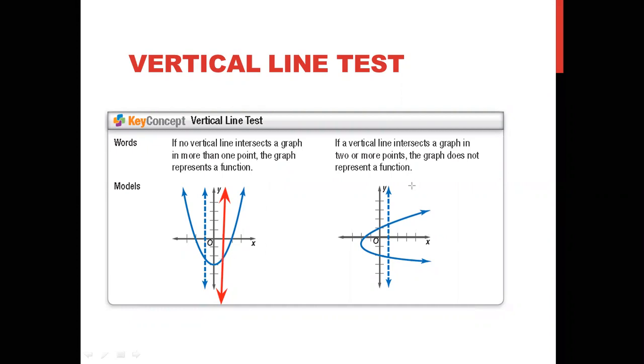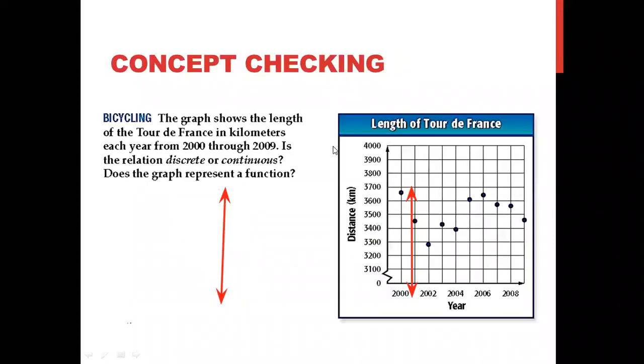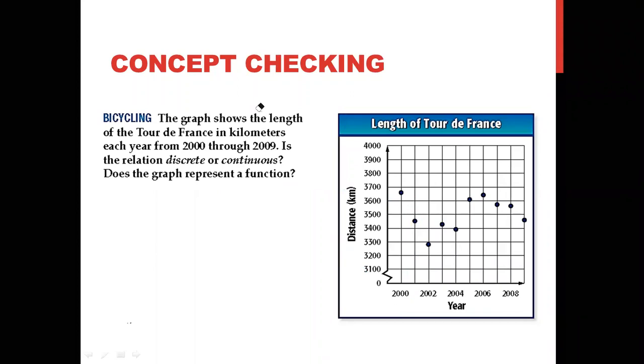But if I draw the vertical line here, and it cuts the curve of the function in 2 points or more than 2 points, therefore this is not a function, according to the definition, of course. Here I can use a concept check for the students. They can use the vertical line test to check if this is a function or not.